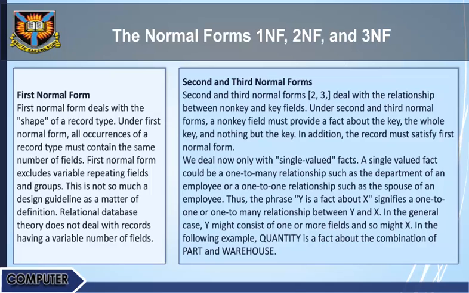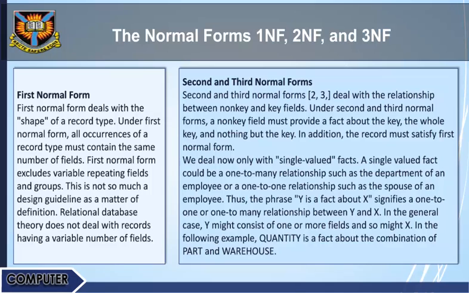We deal now only with single-valued facts. A single-valued fact could be a one-to-many relationship such as the department of an employee, or a one-to-one relationship such as the spouse of an employee. Thus, the phrase Y is a fact about X signifies a one-to-one or one-to-many relationship between Y and X. In the general case, Y might consist of one or more fields, and so might X.